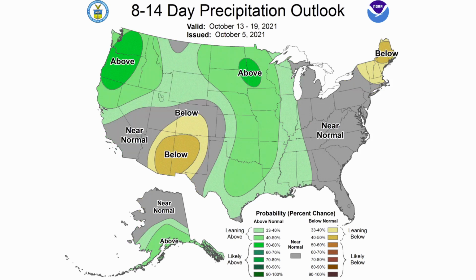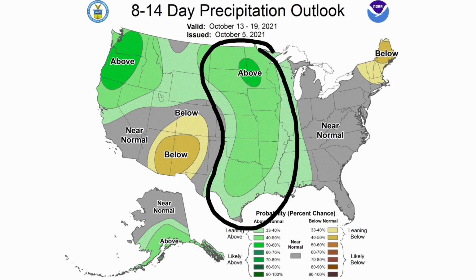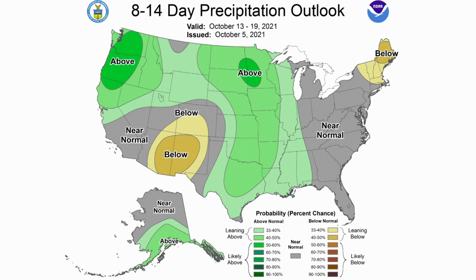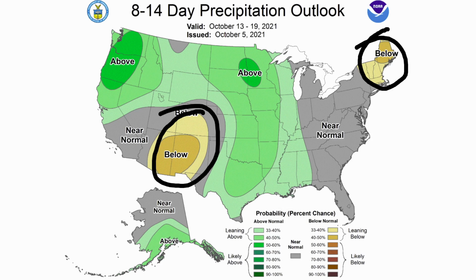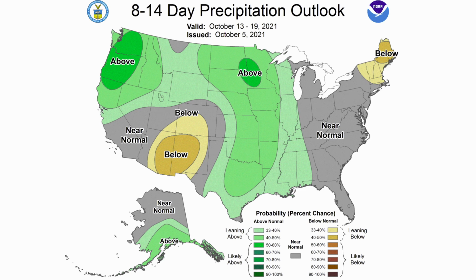If we look at the 8 to 14 day outlook, which goes from the 13th through the 19th, you can see that we have above normal precipitation expected, and that's going to be mainly in the form of rain, but also high elevation snowfall. And that'll be mostly for the northwest as well as the central column of the country. And then we have some drier conditions still for the southwest and also for New England. The rest of the areas that are just in that gray are going to be in the near normal category.